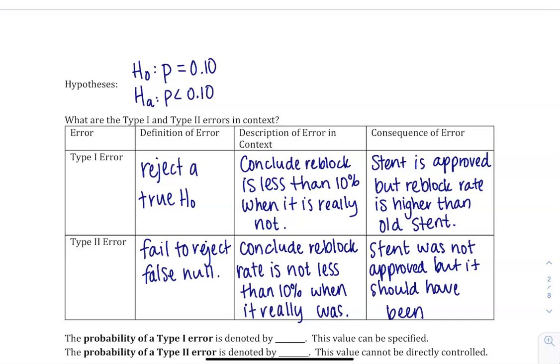So which one of these errors do you think would be worse? Well, I don't want to see something on the market that is less effective than what's already there. So for most people, this would be the worst case. The type 2 error just means that a lot of money and research and time went into this stent that should have been approved. But that's not necessarily that bad of a thing, because you could always run another test and submit it again and show that this was just a bad sample and do it again. Might cost a little more money, but it would be a lot worse if you approved something that wasn't as effective.